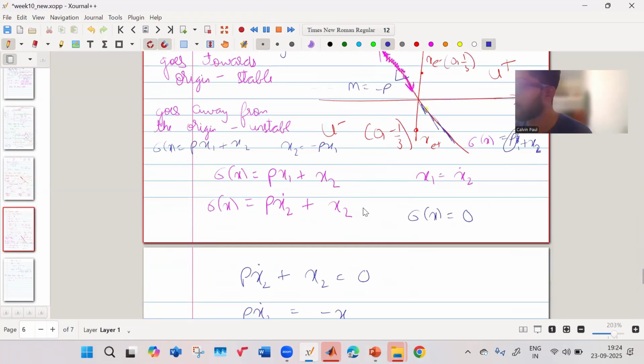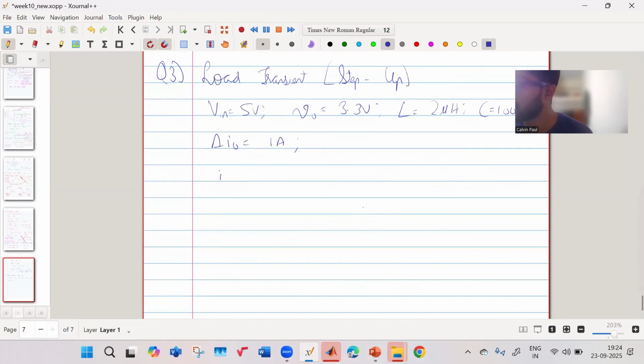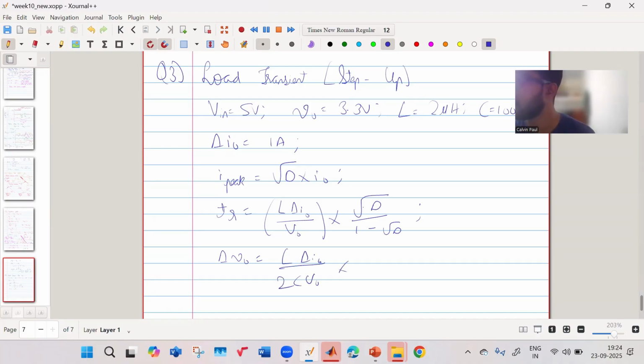You have to remember those formulas by heart, because I don't think you will get time in the exam to derive them. So your I peak is given by square root of D into delta I naught. Your recovery time is given by L into delta I naught by V naught into square root of D upon 1 minus square root of D, and your voltage undershoot delta V naught is given by L into delta I naught by 2C V naught into D upon 1 minus D. Okay. These are the formulas.